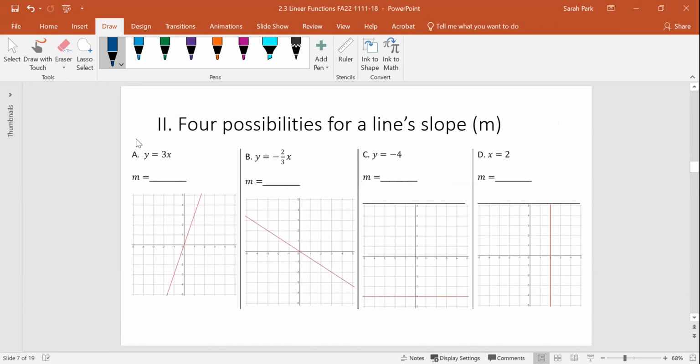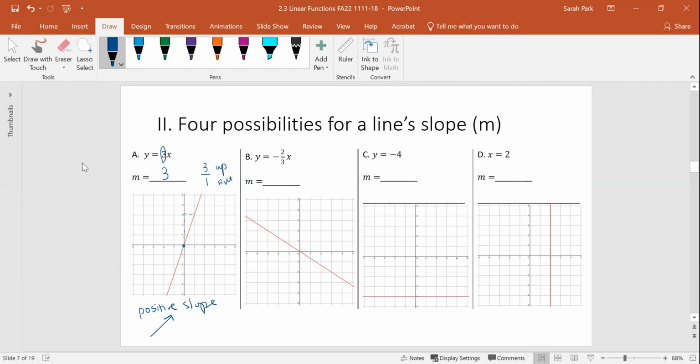The third possibility of a line slope, m: if you have y equals 3x, our slope is the value in front of x, 3. We can write that as 3 over 1. We would go up 3 and right 1 each time. So from the y-intercept, we would go up 3 over 1, up 3 over 1. Because it's a positive slope, positive slopes have lines that rise from left to right.